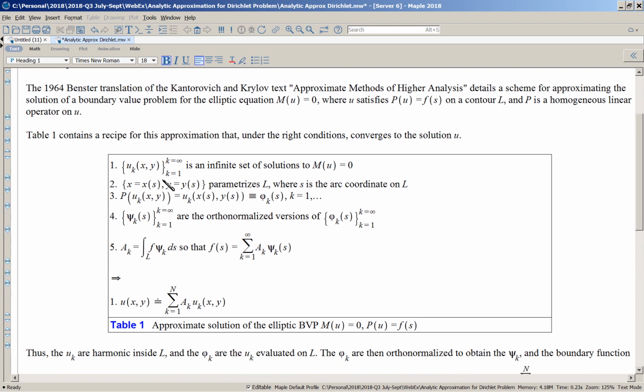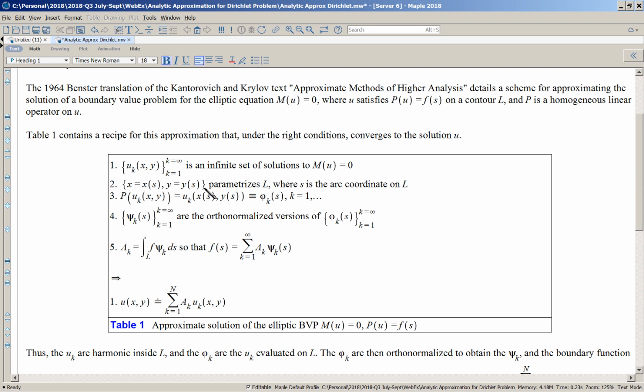So here's what you do. You obtain an infinite set of harmonic functions, because I'm thinking that M is Laplace's operator. And in reality, you only use a handful of these functions. So these are functions that satisfy Laplace's equation, but not necessarily the boundary conditions.